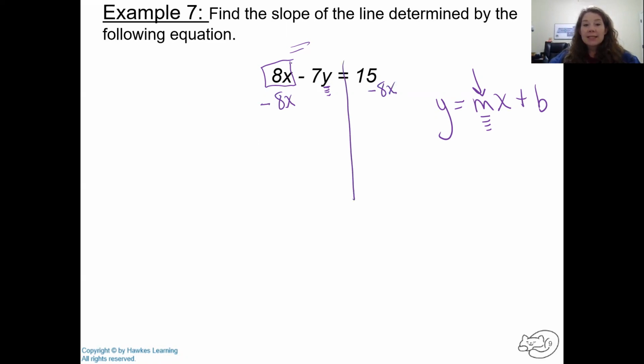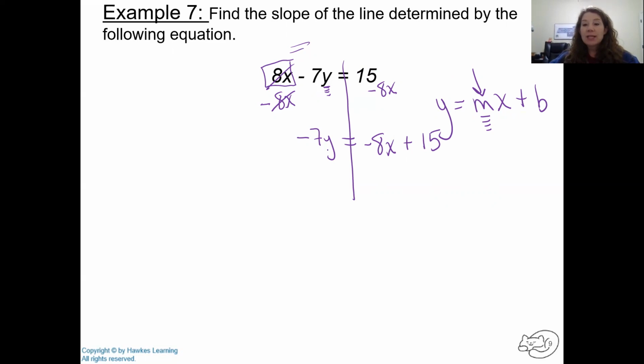So 8x minus 8x is 0. So I bring down my negative 7y, and then I cannot combine these two unlike terms, which means I'm just going to write them out horizontally. And I just always like to write my x first because that's the way the equation is written. So I'm going to write negative 8x, and then this is a positive 15. Everybody see what I did? Well, I'm not finished because look, y is not by itself yet.